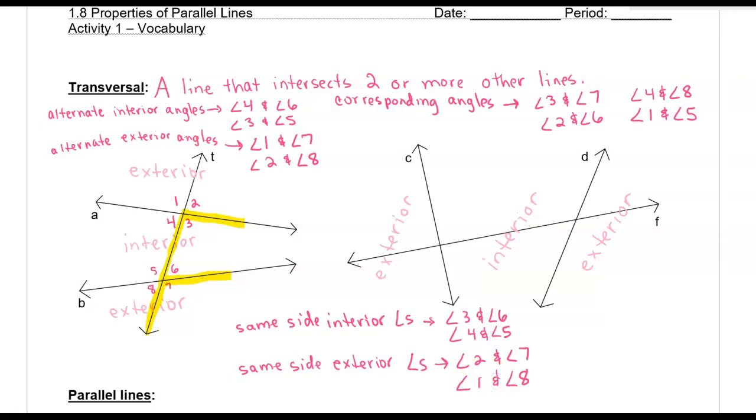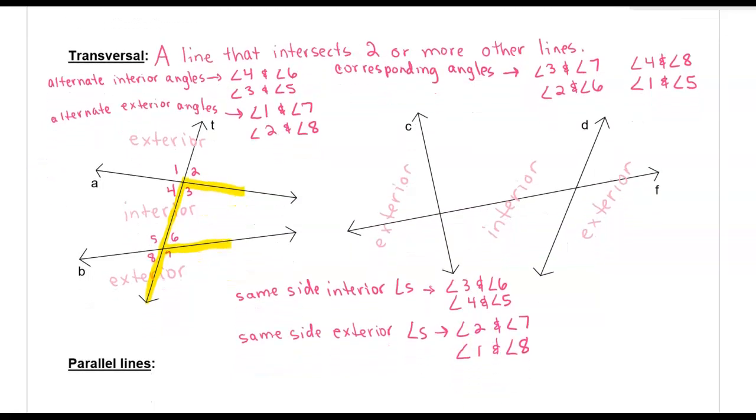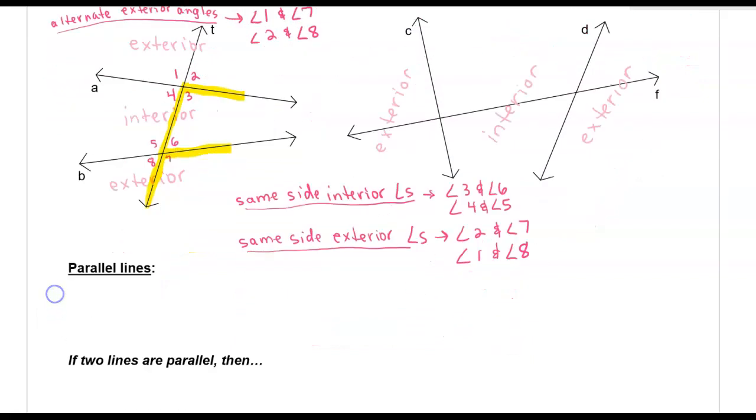So that was an introduction to the vocabulary we have for this section. Alternate interior angles, alternate exterior angles, corresponding angles, same side interior angles, same side exterior angles. What's special about these pairs of angles happens when the lines are actually parallel. Parallel lines are lines in a plane that do not intersect.